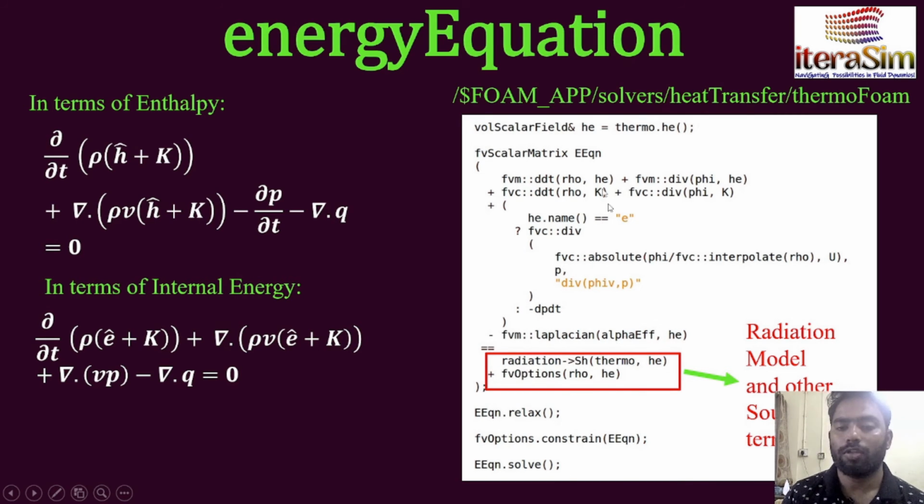Okay, so these are the equations that you can see here: this term and this term, and this is the heat conduction term, and radiation and every other heat source. Now it is clear to you, and if there is a relaxation factor, relaxation will be given, and the fvConstraints will be provided here, and finally the energy equation will be solved. Okay, now let's see how this alpha effective term is coded in OpenFOAM.